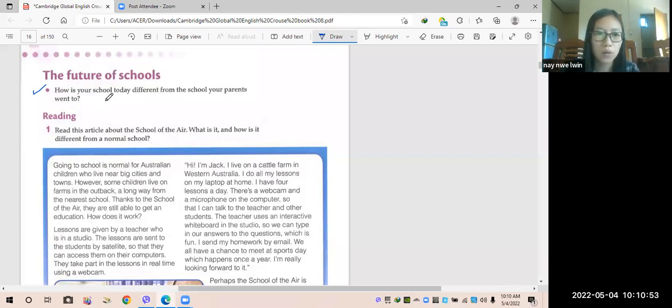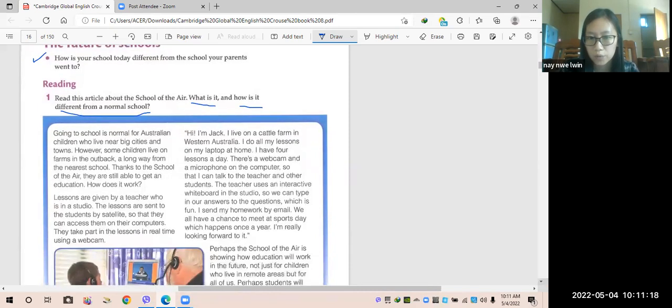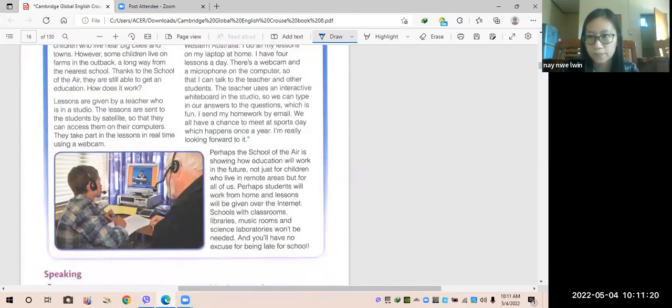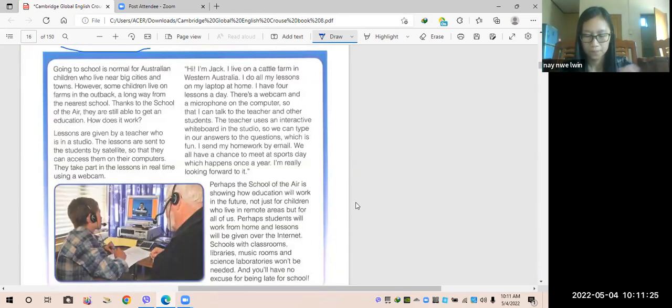Okay, so we'll move to reading. Read this article about the School of the Air. The title is the School of the Air. What is it and how is it different from a normal school? You have to read this first, and after that, we will discuss these two questions. What is the School of the Air and how is it different from a normal school? You have to give me these two answers after reading. If you want to use your dictionary, it is okay. Read it and tell me when you finish reading, okay? We'll discuss the two questions.